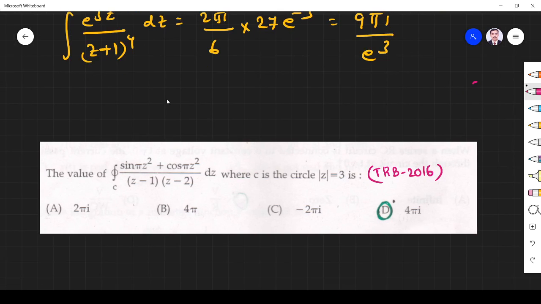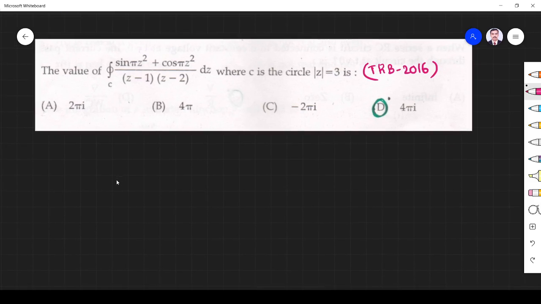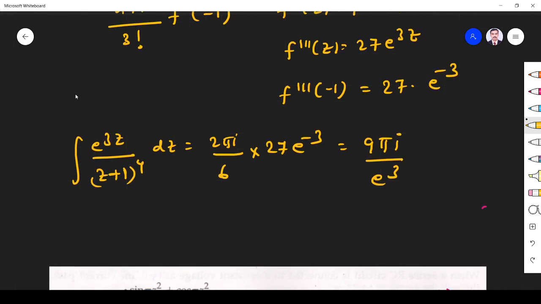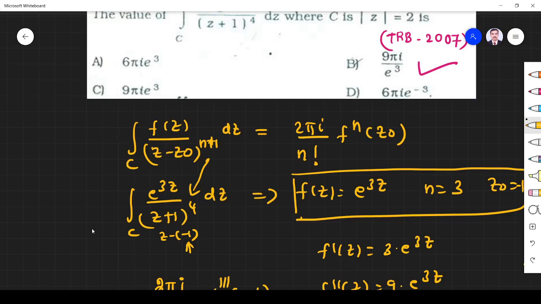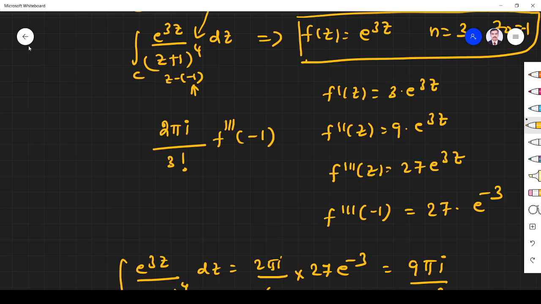And the next question is: the value of the closed integral over C of (sin pi z squared plus cos pi z squared) divided by (z minus 1) into (z minus 2) dz, where C is a circle, mod z equal to 3. This is also the same kind of problem. Here in the previous problem the order of the pole was 4, but this is a simple equation, where it is power 1.